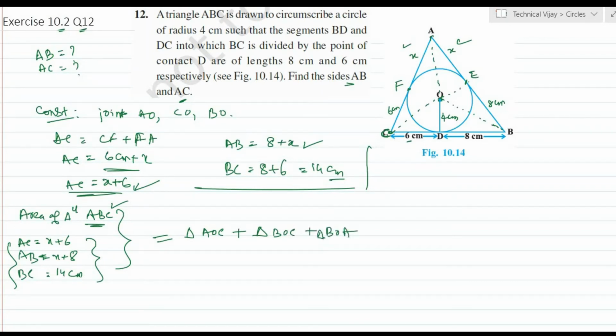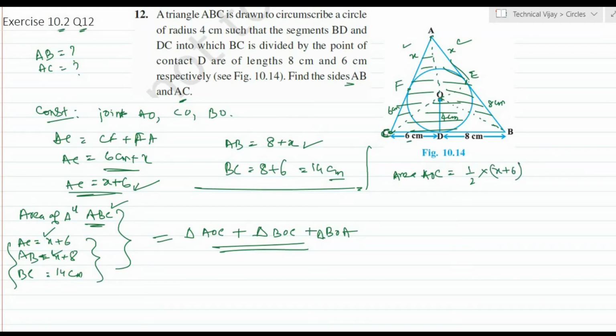So this area of triangle and this area of triangle and this area, that is this one. So this area of the triangle we have to equate to this area, so that we will get the x value. Okay. So now we will first calculate this area, that is triangle AOC. Area of AOC is equal to half base into altitude. Here base means x plus 6. Okay. And altitude is here the center, this is 4 centimeter.